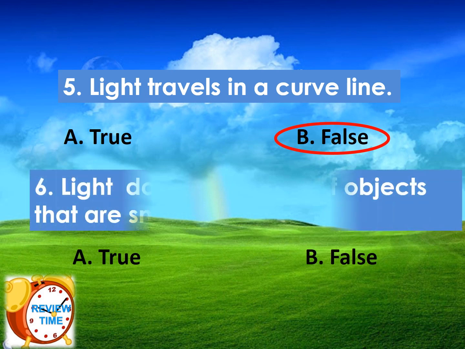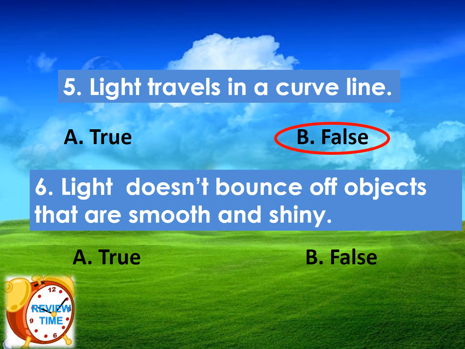And the last one, number 6. Light doesn't bounce off objects that are smooth and shiny. Is this sentence A, true, or B, false? What is your answer? If your answer is A, then again, you are not correct. Light does bounce off objects that are smooth and shiny.